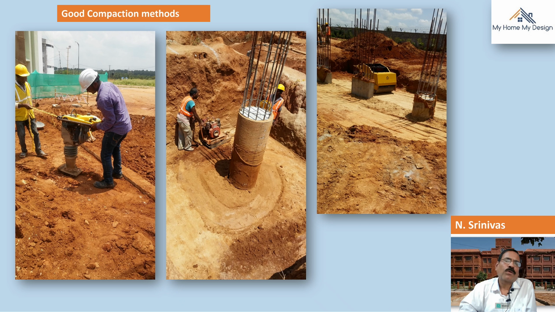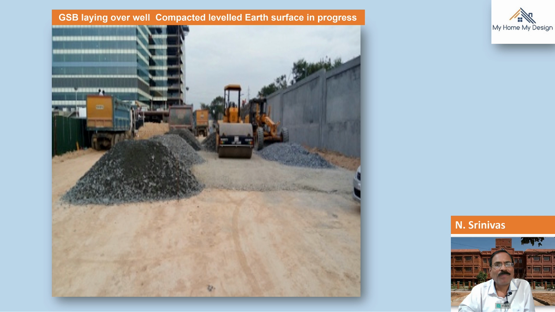Some of the photographs show good compaction methods: monkey jumper again, plate vibrators and vibro rollers, all types of compactors in one photograph. GSB, granular subbase laying over well compacted level earth surface in progress. Even for roads, compaction is absolutely necessary. Before laying the granular subbase, the earth surface has to be well compacted to receive the GSB, and over the GSB also this type of compaction is absolutely required.